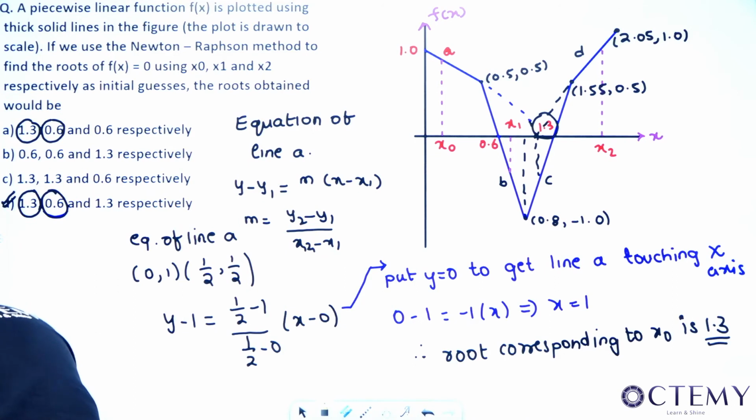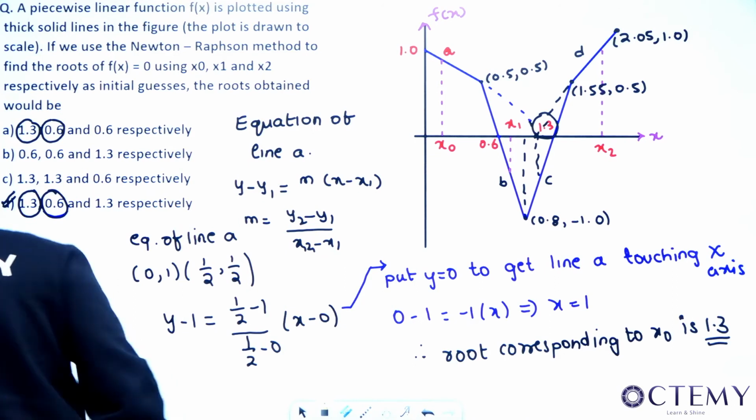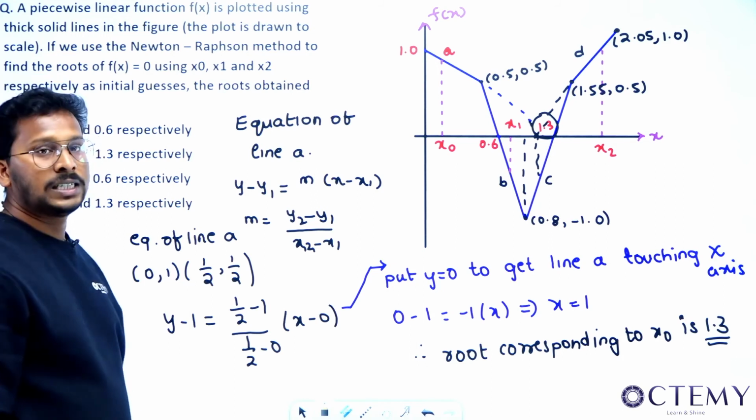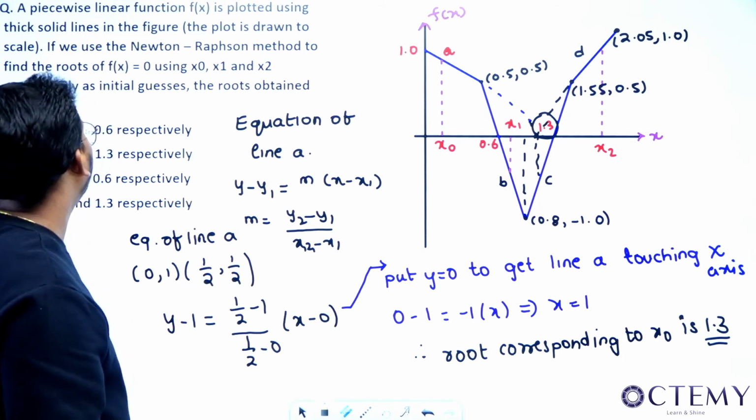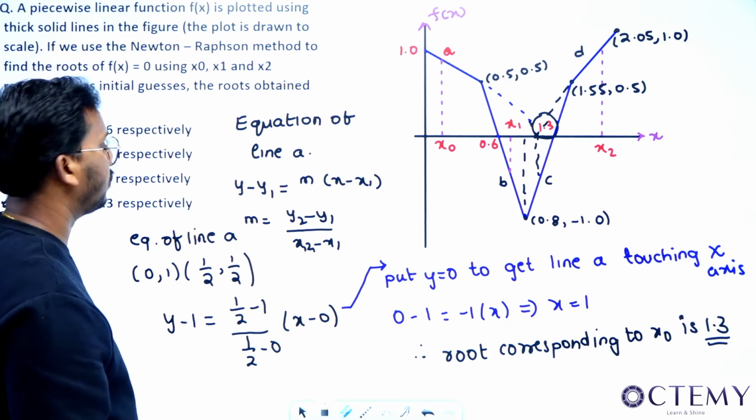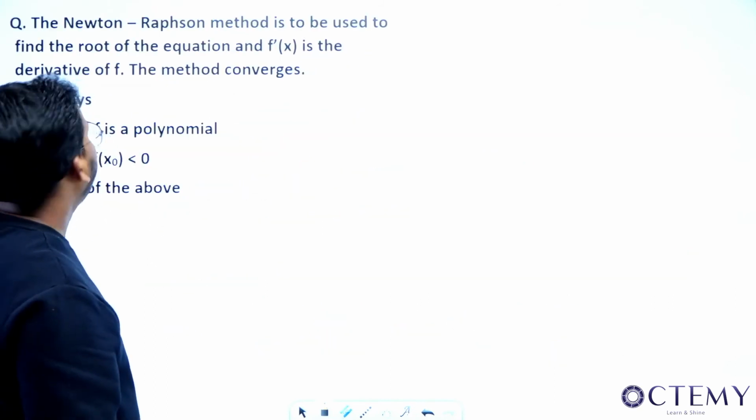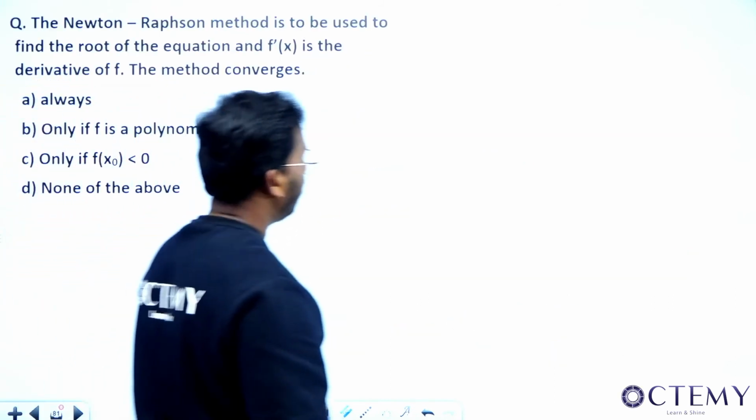Which is the right answer, sir? Option D is the perfectly right answer, right? So this is basically a conceptual question. I hope you understood this question, sir. Very good. Let me go to the next question and see what is he asking in this question.